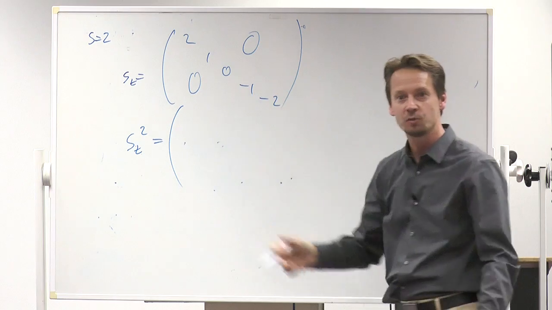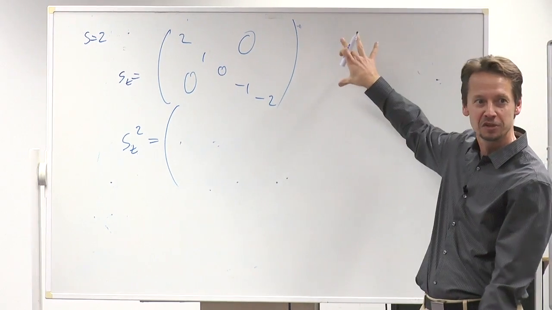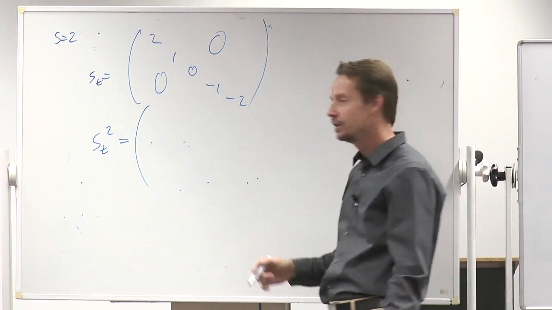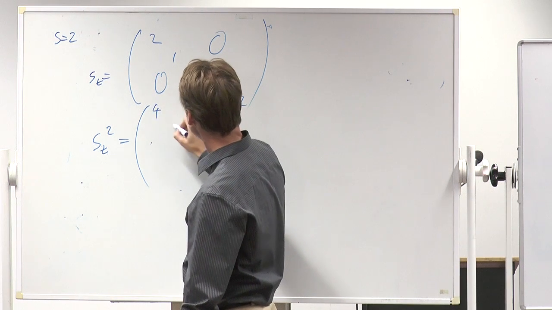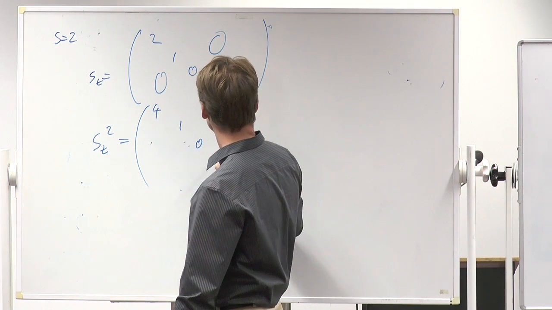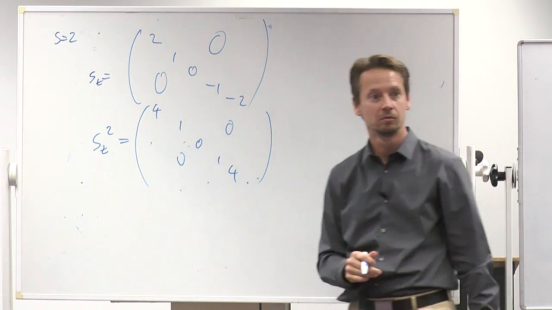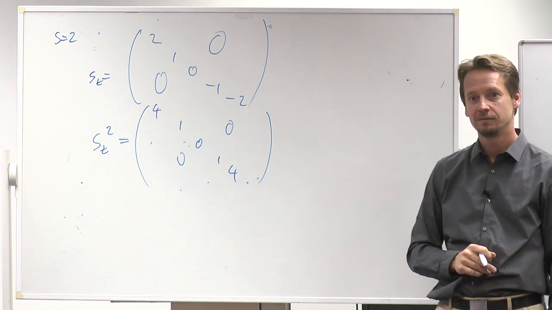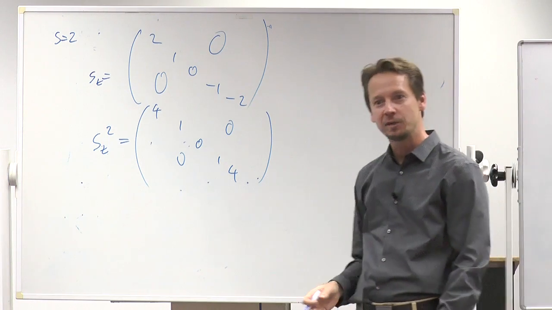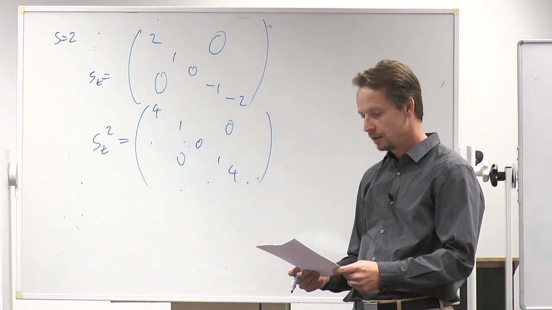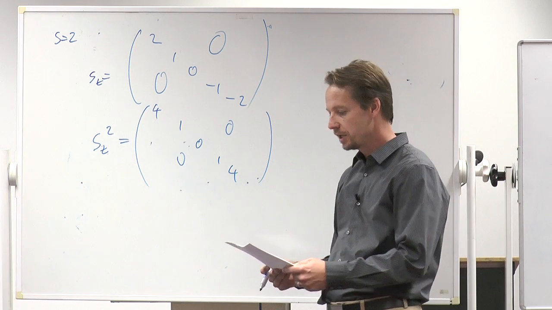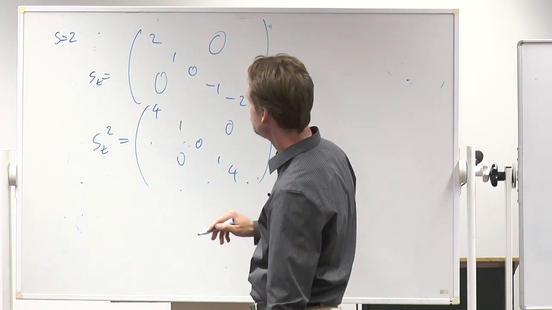you can do the matrix product if you want. Put another matrix next to it, do the matrix multiplication, and what you'll see is that this is 4, 1, 0, 1, 4. Everything else is 0. This happens to be the case because it's a diagonal matrix. Easy, basically.